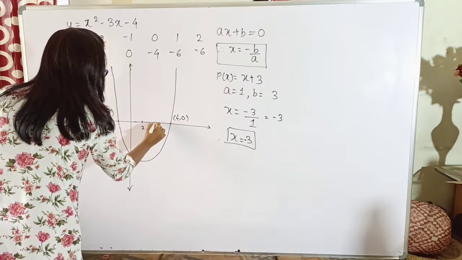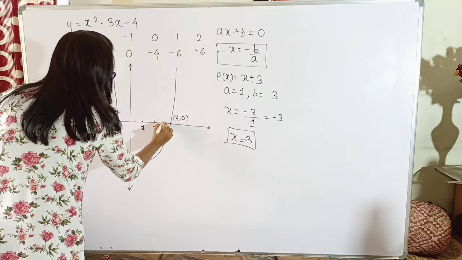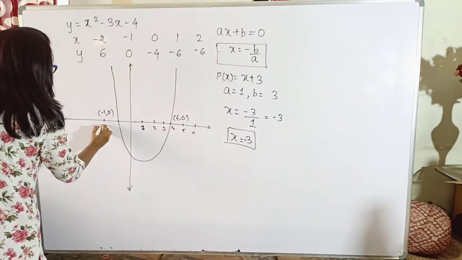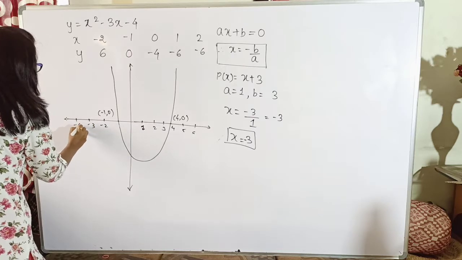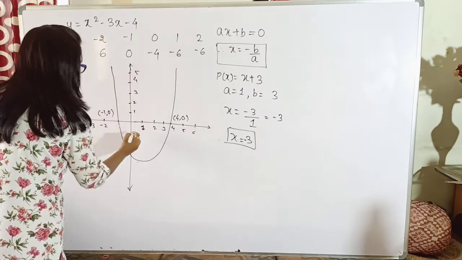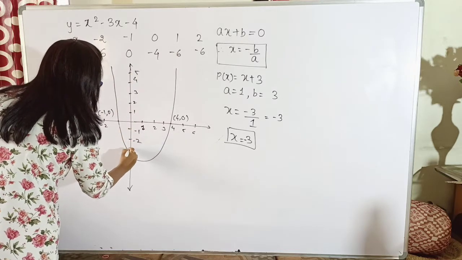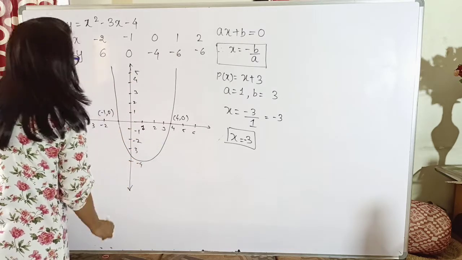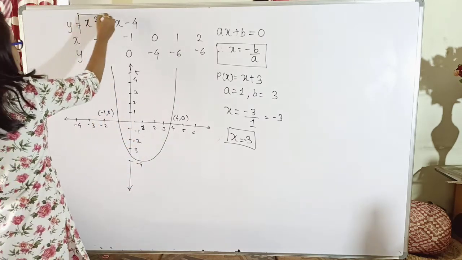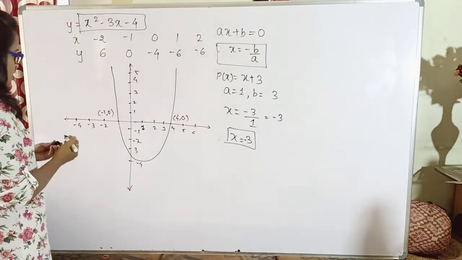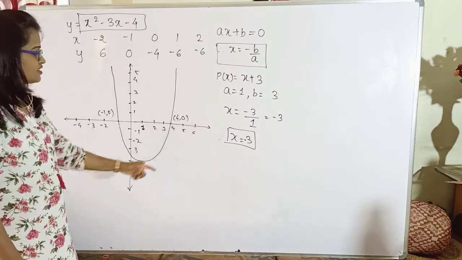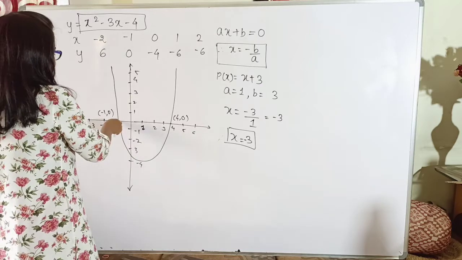Okay, suppose this is 1, 2, 3, this is 4, 5, and 6. Similarly, minus 1, minus 2, minus 3, minus 4. 1, 2, 3, 4. Minus 1, minus 2, minus 3. Okay, so this is the graph of the equation for the given polynomial x square minus 3x equal to 4. So as you can see, here the graph is intersecting x-axis at 2 points.